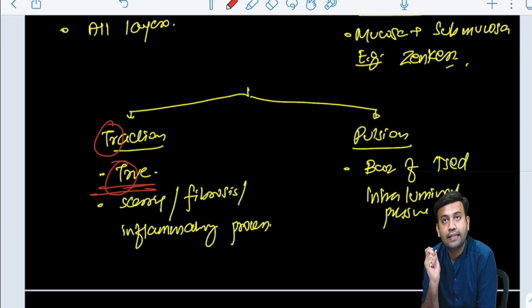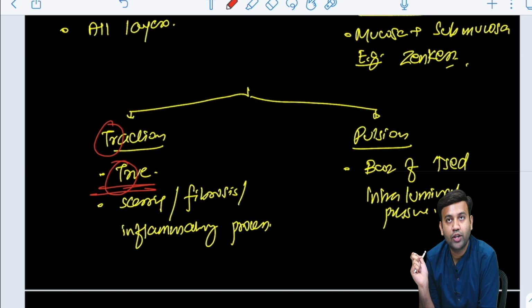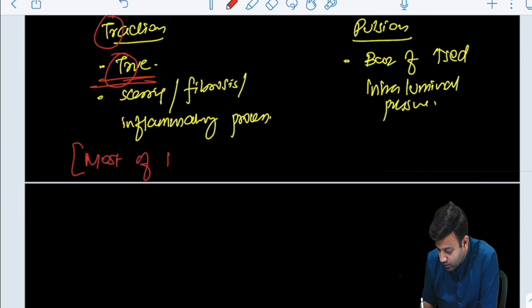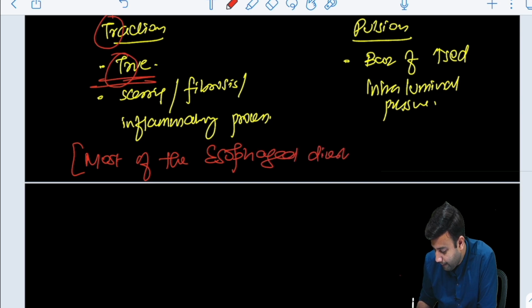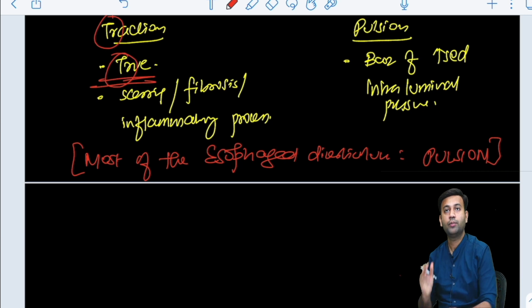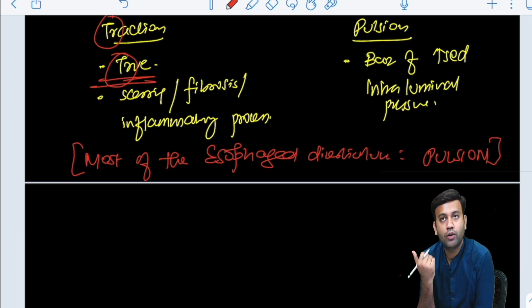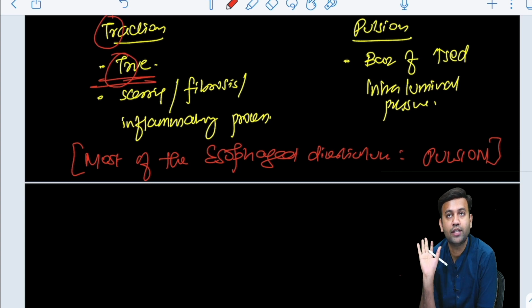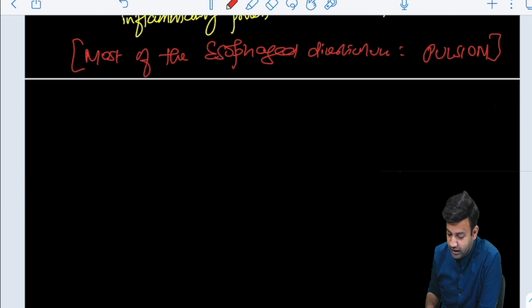One important point: most of the esophageal diverticula are pulsion diverticula. Whatever we will study now, most of the esophageal diverticula are pulsion diverticula. Zenker's diverticulum, Killian-Jamieson diverticulum, epiphrenic diverticulum, mid-esophageal diverticulum, all are pulsion diverticula. So in MCQs, if something is asked and you don't know, mark pulsion diverticulum.